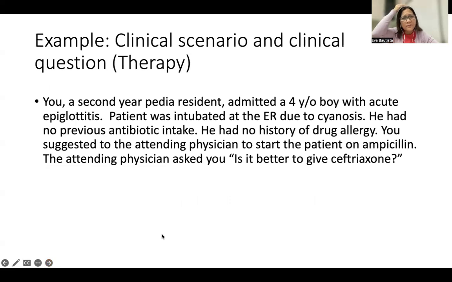So just some examples on clinical scenarios that you will formulate, okay? So this is one on therapy, okay? So the scenario is in the emergency room, okay? And the ones involved are the resident, the patient, and the parent, okay? So you will notice that in the scenario, it ends with a question that you will answer in your appraisal.